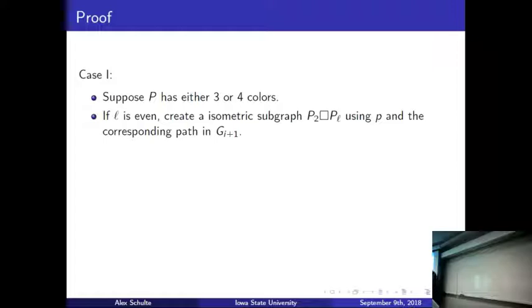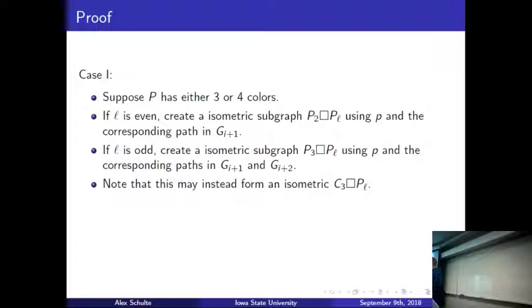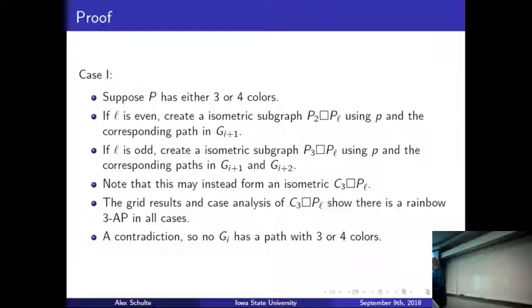Okay, if l is not even, then it's odd. Then we can look at the P3 cross P_l, and in some cases this might actually turn into a C3 cross P_l, so like a cycle. But for the P3 cross P_l, we had that result earlier, that if you have a P3 cross P odd, then you get the anti-Van der Waerden number 3. And the case of C3, we did that as a lemma, and it was not that hard to show that you also get the anti-Van der Waerden number 3. So that tells us that we can't have three or four colors on any path P.